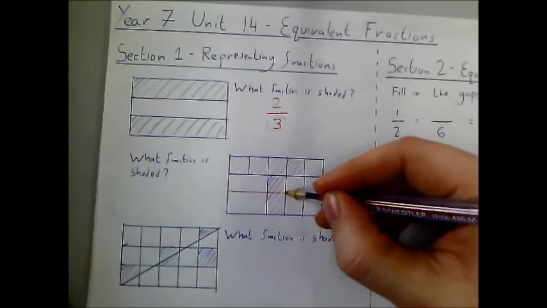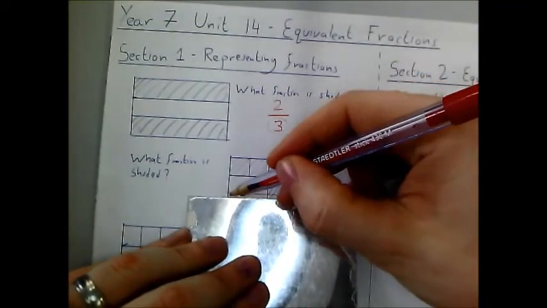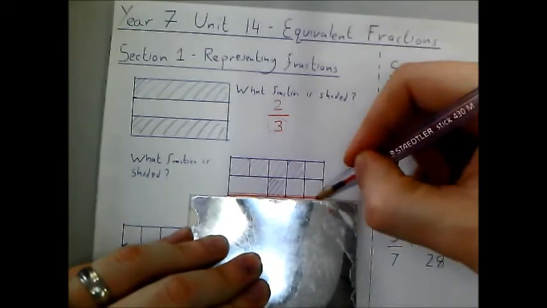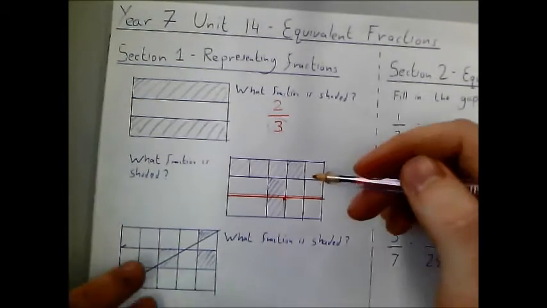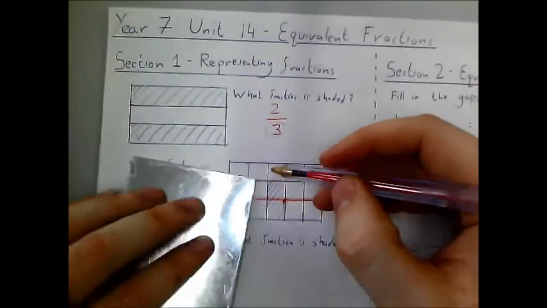Now I haven't done that quite accurately because, as you can see, this piece is a little bit bigger. I probably should have done that a little bit further down. But the idea is still the same. So now I can either count each individual piece.